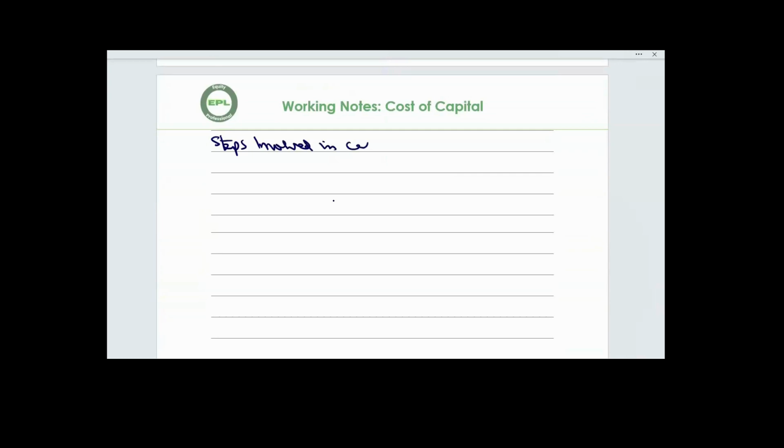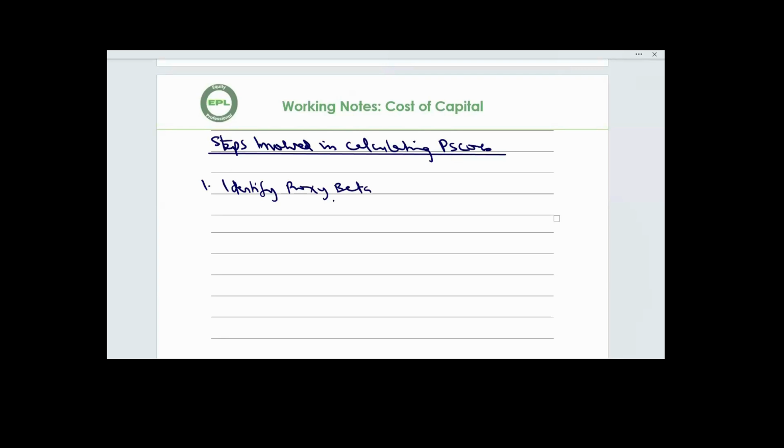In calculating project-specific cost of capital, there are 5 procedures to be carried out whenever you want to calculate project-specific cost of capital. Step 1 is to identify proxy beta.